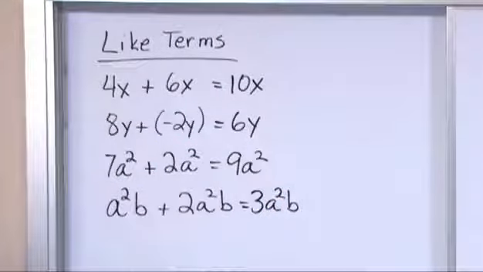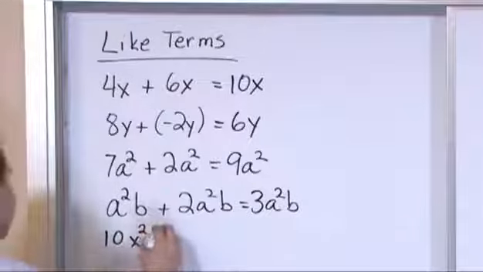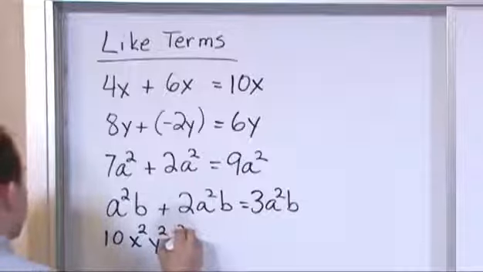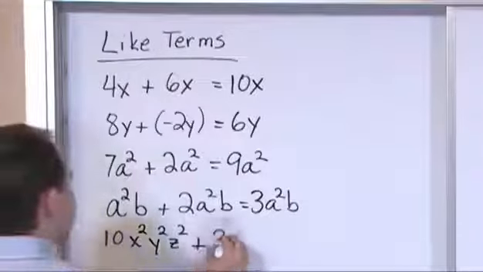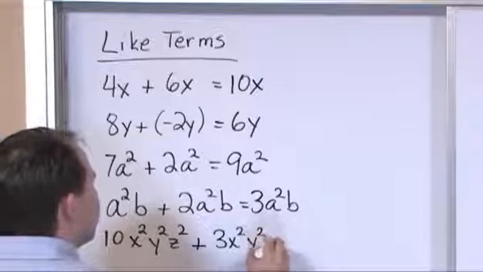All right. One final example just to show you how crazy this can get. What if I had 10 times x squared times y squared times z squared plus 3 times x squared times y squared times z squared.